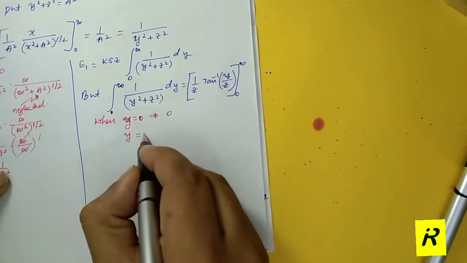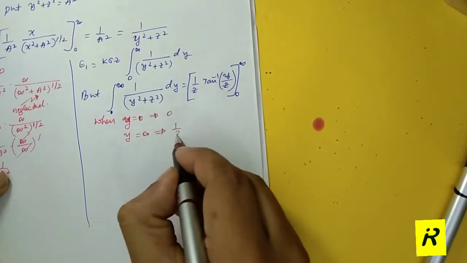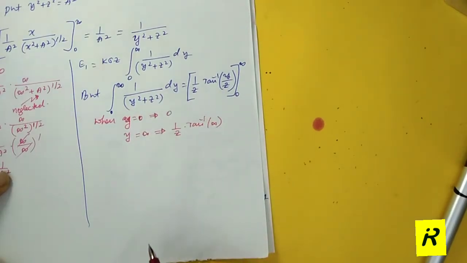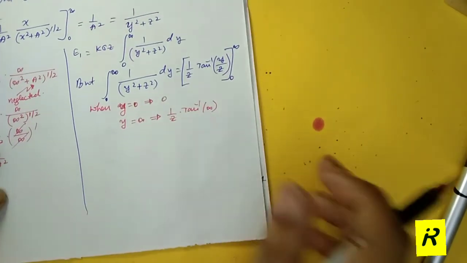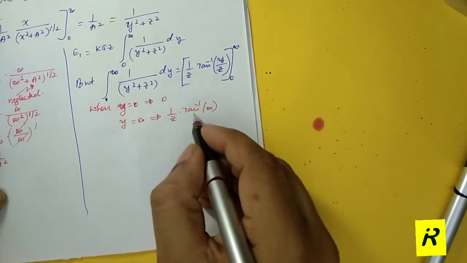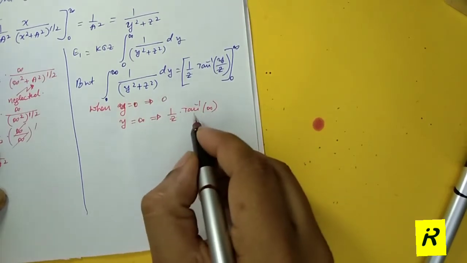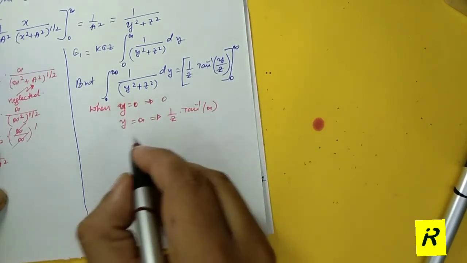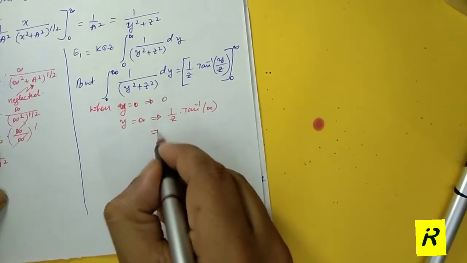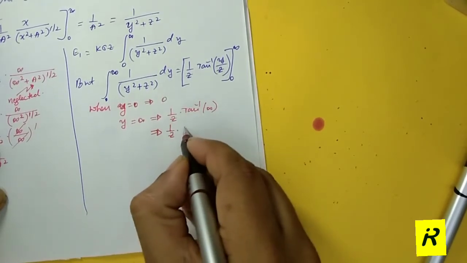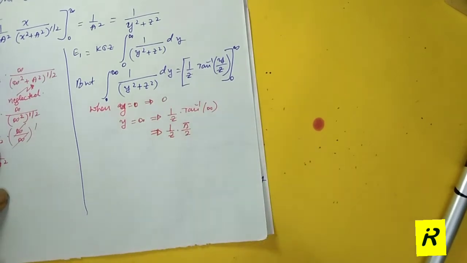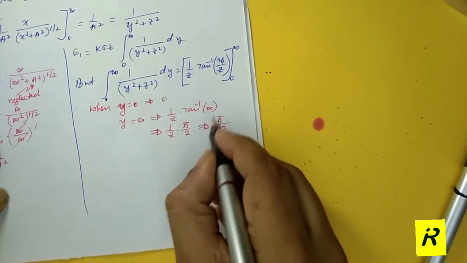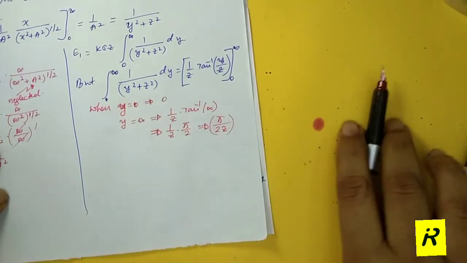When y equals infinity, you get 1 divided by z times tan inverse infinity. Infinity by anything is infinity. Now for what angle is tan of that angle infinity? It is 90 degrees. So the result is 1 divided by z times 90 degrees, that is in radians pi divided by 2. Otherwise I can simply write pi divided by 2z. This is the result of the integration.